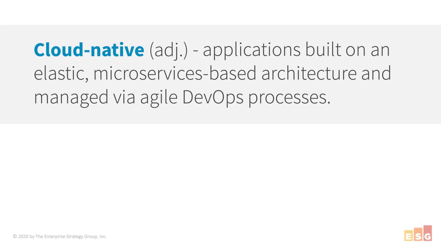So for the purposes of this webinar, the way we're defining cloud native are applications that are built on an elastic microservices-based architecture, and they're managed via agile DevOps processes. So one part technology, elastic and microservices-based, but also, and really the theme for today's webinar, a big part on process and methodology. And we'll really get into the intersection between agile and DevOps and how we bring security into the fold in terms of agile software development and DevOps integration and delivery.